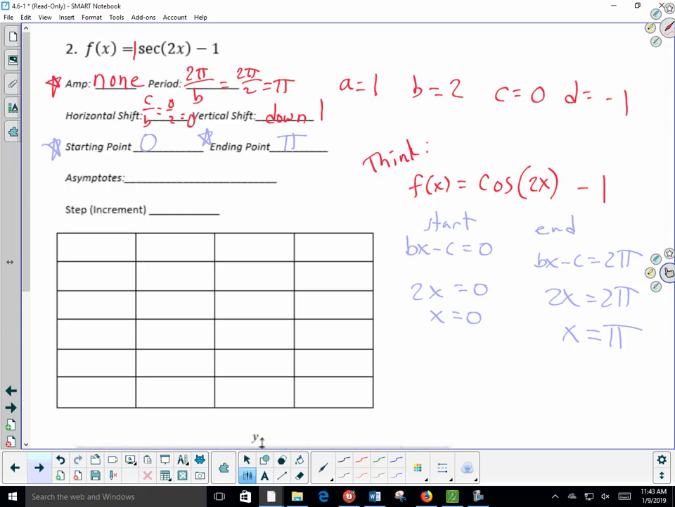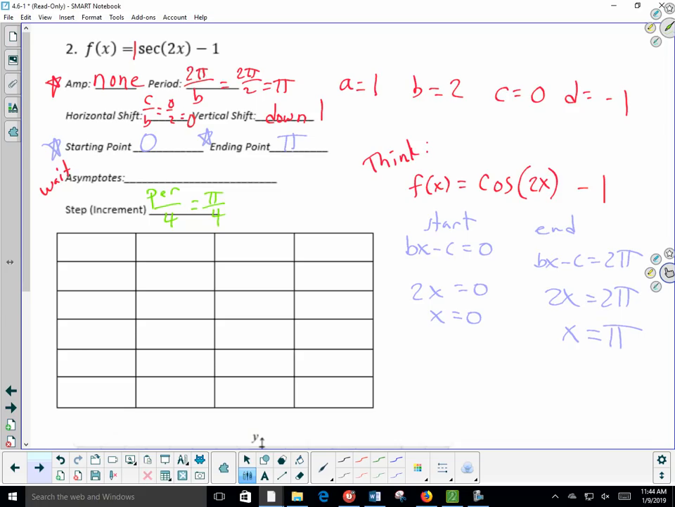Let's hold on the asymptotes for a moment. So I'm just going to write wait. We're waiting on that for a minute, and I'll explain why. And we still need our step, though. The formula for step, as you know, is the period divided by 4. So that's pi over 4.